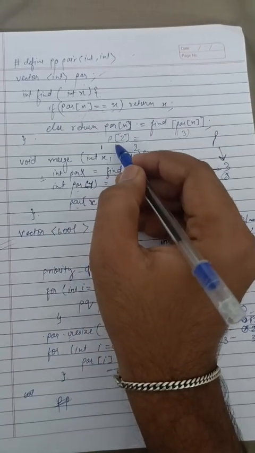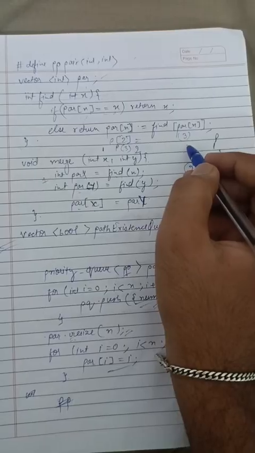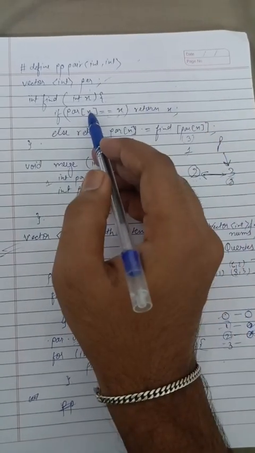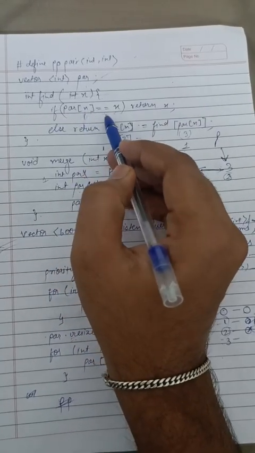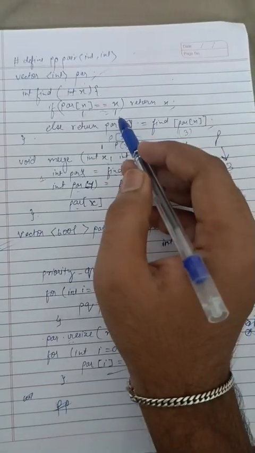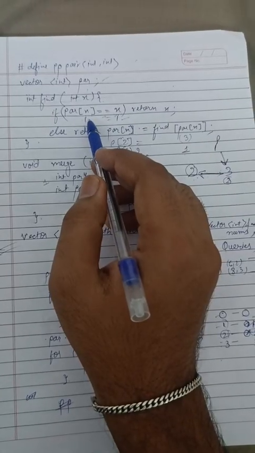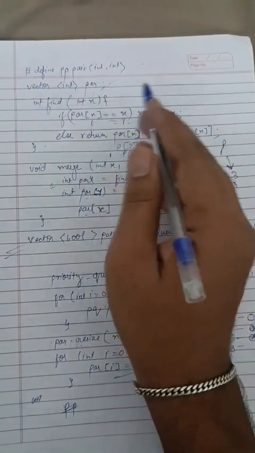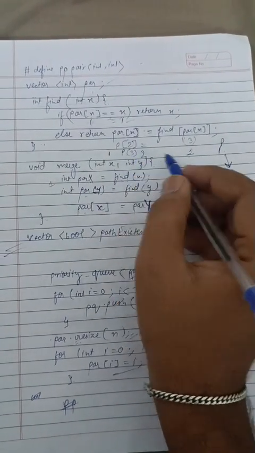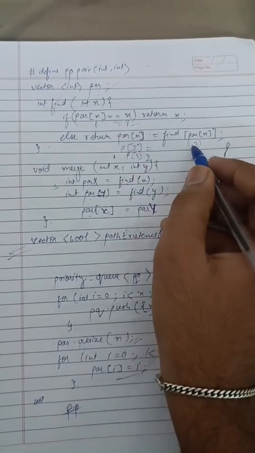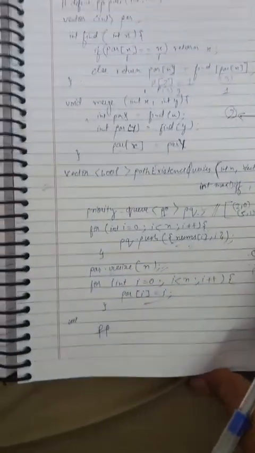Here, parent of index 3 is equal to find parent of the parent of index 3. Now I will pass 1. Here it goes again: the parent at index 1, that is 1, is equal to 1. Yes, it met the condition. 1 is the parent of itself, so I will return 1. So the parent of index 3 will be 1. Here it goes again, so the parent of index 2 will be 1, right? Hope you understand. This is recursive.